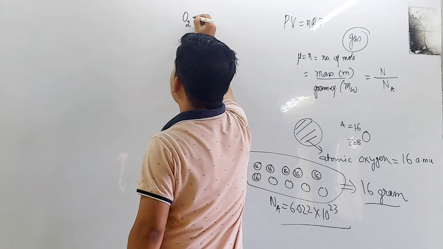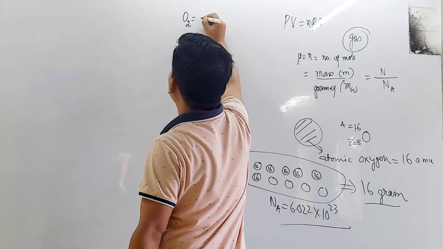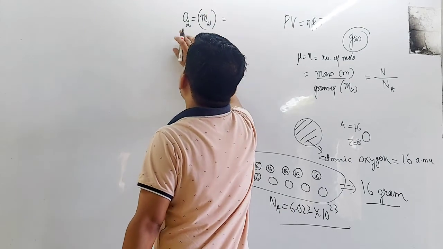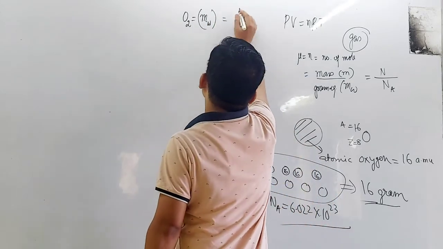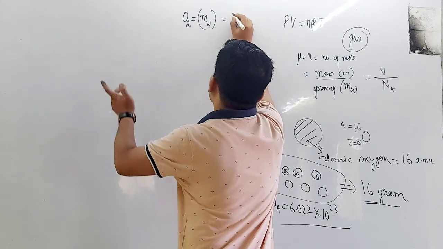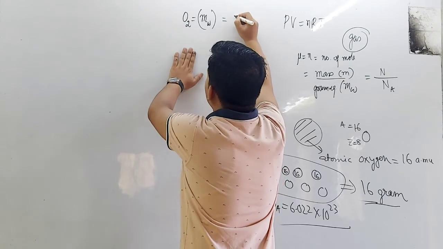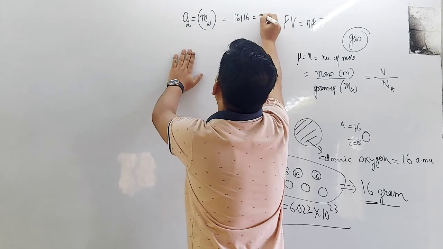Oxygen atom, and then the oxygen molecule. What is the molecular weight of the oxygen molecule? Our molecular weight will be equal to, for one oxygen atom, 16. For a molecule we have two atoms, so it will be 16 plus 16, which is 32.